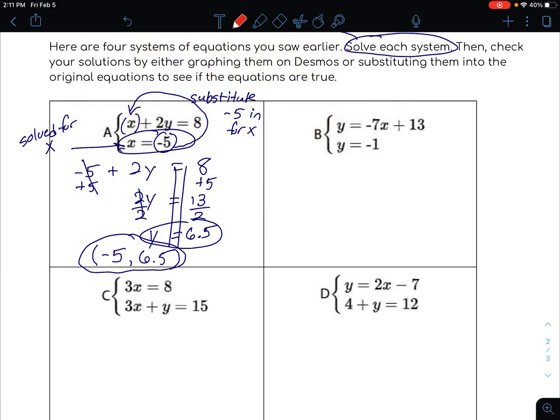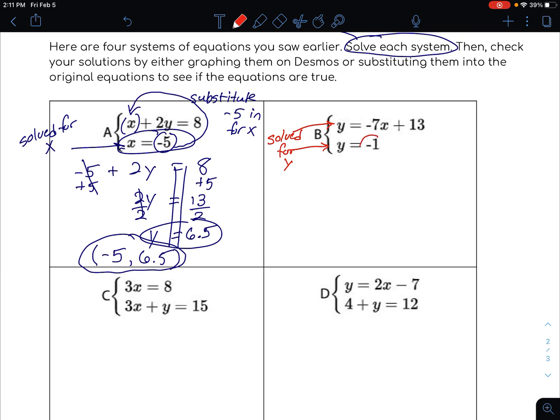Sweet. Okay, let's go to B. All right, B. Now, again, in this method, to start off, we need one of the equations solved for a variable. And you'll notice the second equation is solved for y. We have y by itself. Actually, in both equations, never mind, both equations were solved for y. So we could actually do this a couple different ways. I'm going to do it kind of like I did on the first one, though.